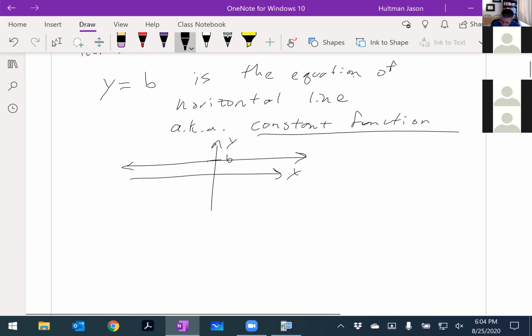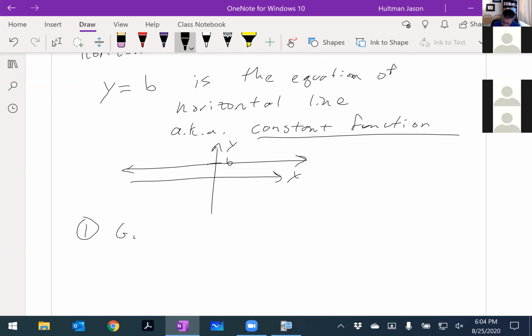Let's look at a graph of this. Example 1, graph the line y equals 4. So where's the line y equals 4? Well, we go up 1, 2, 3, 4, and then we draw a line through 4. So this would be y equals 4.